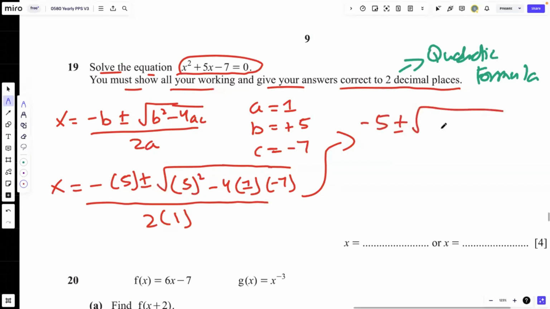And 5 squared is 25. That's 4 times 7. That's 28 times 1. That's 28. And the signs would actually be plus because of the minus minus. So that's plus 28. The denominator, you just have 2 into 1. That's just 2. And then we have minus 5 times 53.